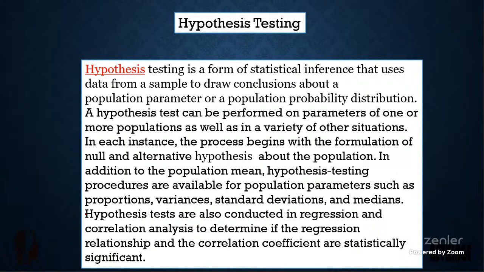Know about the parameters. So what are the parameters? Parameters are your variance, your proportions, standard deviations and the medians. Okay, all these hypothesis tests are conducted in regression and correlation analysis. Different types of terms determine what is used in your regression relationships, and these values are obtained as a random value, as a variable.